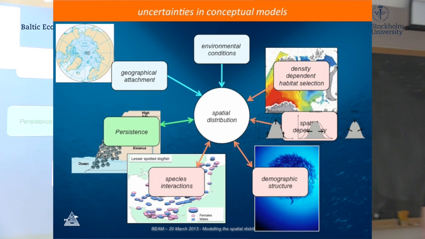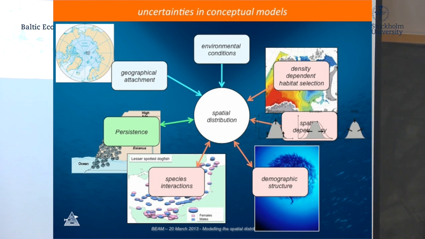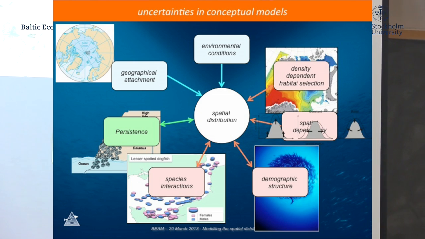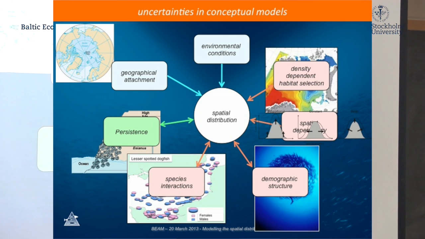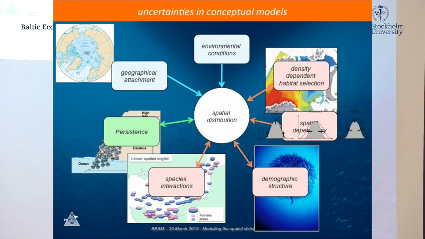And the last one, which is the one I should have started with, in fact, is when we know nothing, what I call geographical attachment. The animals are there because they are there. Example, the polar bear. Polar bear is only found in the northern hemisphere, not in the southern hemisphere. There's actually a long historical reason for that, but you can take that as a starting point. I know nothing, but I know that I will never model the distribution of polar bears in the southern hemisphere.